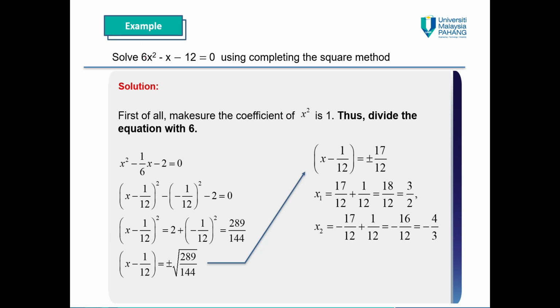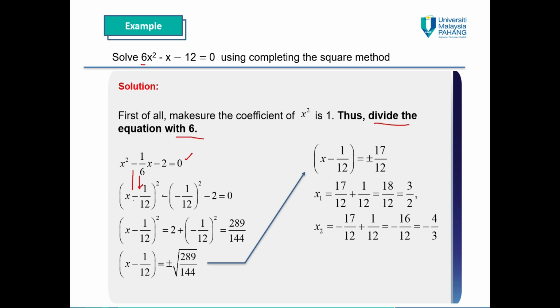Alright, next example. So now our x squared is not 1. We have 6 as the coefficient. So we need to divide everything by 6. So x squared minus 1 over 6x minus 2. Okay, we divide everything by 6. So you have this. Alright, so repeat the same thing. So we need to divide 1 over 6 with 2. So we are getting 1 over 12. So write down negative inside the bracket. And then 1 over 12 here. Divide by 2, 1 over 12 and then we have square.